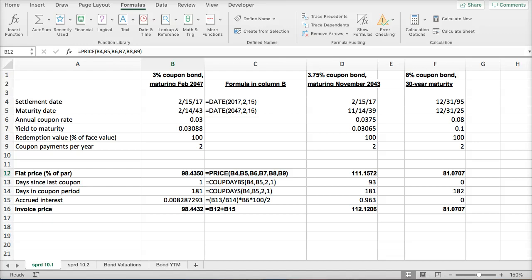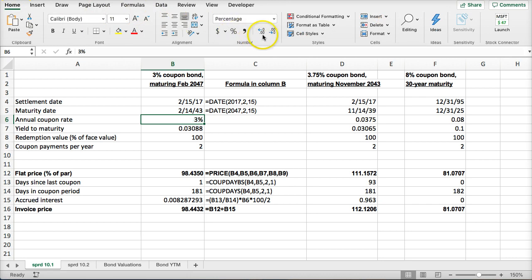In this video from Chapter 10, we're going to go over some of the calculations in bonds. So from the textbook, this is one of the spreadsheets from the textbook. And what we have here is the settlement date, maturity date, annual coupon rate, which I usually like to express as a percentage. Yield to maturity, again, should be expressed as a percentage. Redemption, the face value is 100%, and coupon payments is twice a year. So that means it's what we'd say semi-annual.